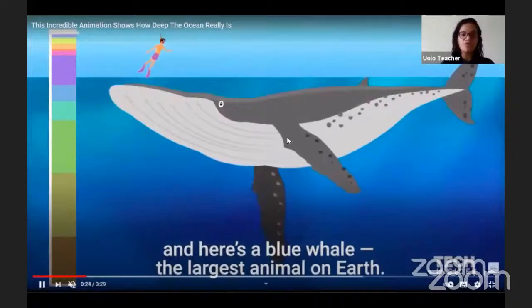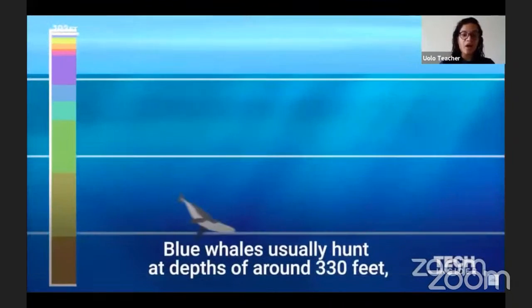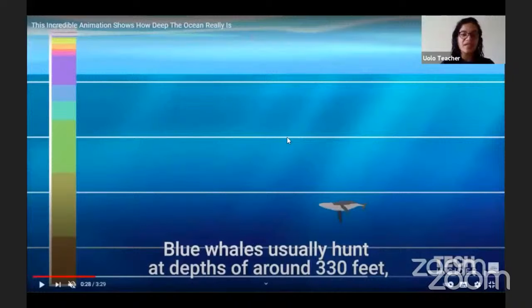A blue whale usually hunts at a depth of around 330 feet, which is very deep inside the ocean. But if you see, it is still over here on the bar. Can you see my cursor? It is very superficial. It's still very up in the ocean, it's not that deep. So we think that 330 feet, oh my god, it's so deep, but it isn't that deep. So a blue whale usually hunts at a depth of 330 feet.